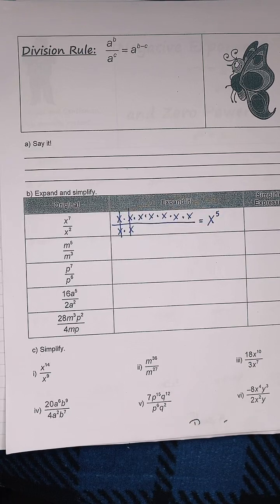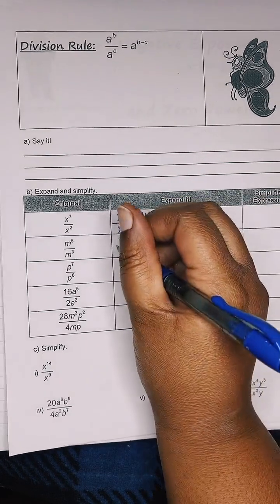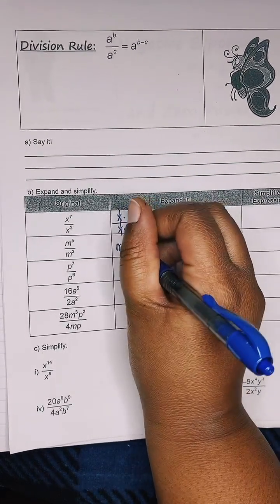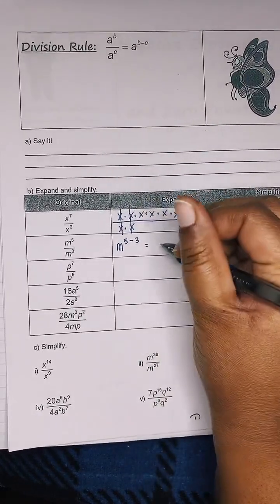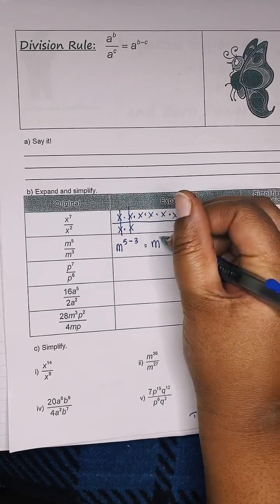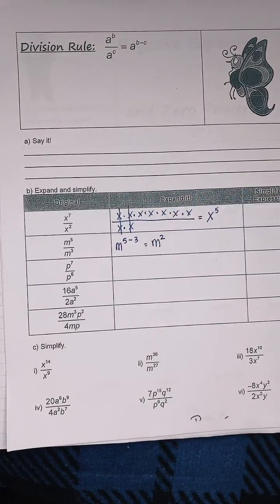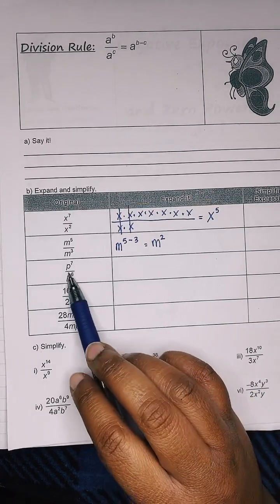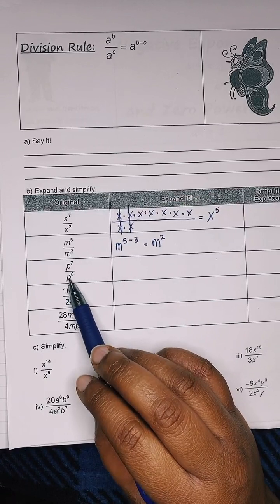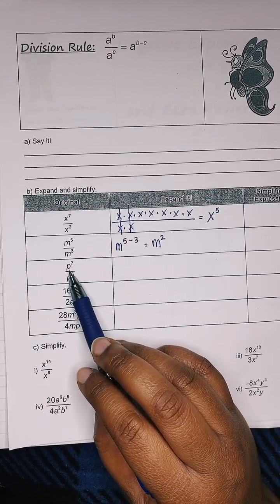Jay said M to the 2nd. Aim said M to the 2nd. I love it. So we do M, 5 minus 3, which is going to give us M to the 2nd. Good, you guys. I want to expand this one just in case people need a little bit of expanded.